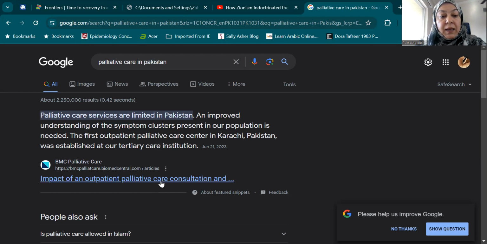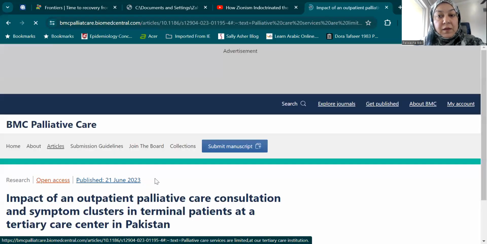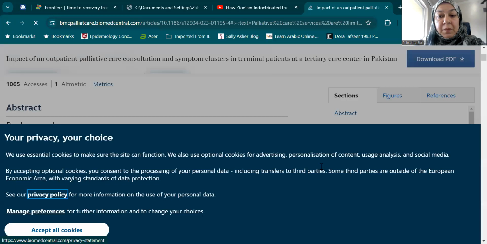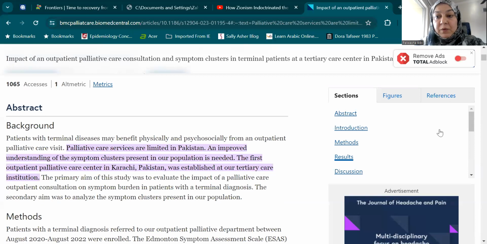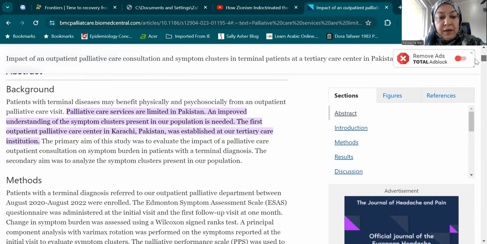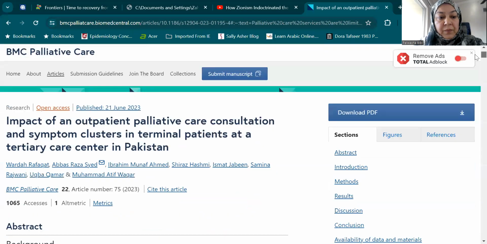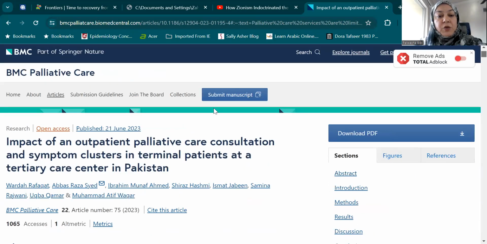Then we have an article here from Biomed Central, and let me just see what it says. Impact of an outpatient palliative care consultation. So here I am in Biomed Central, and it's asking me to accept the cookies. So I'm going to accept the cookies. And I have an article here: Impact of outpatient palliative care consultation and symptom clusters in terminal patients at a tertiary care in Pakistan.